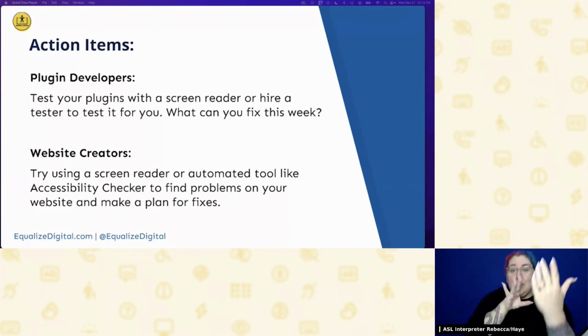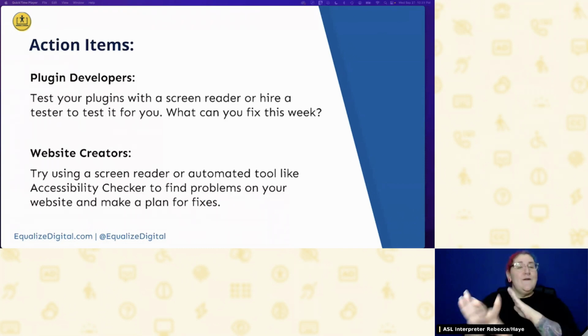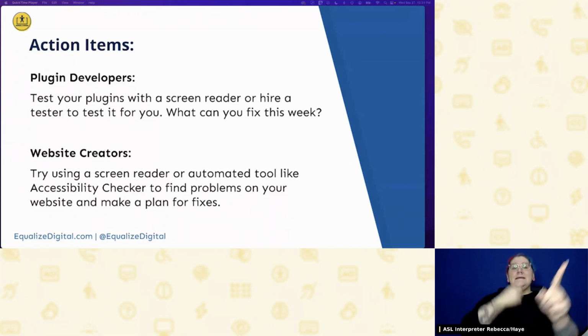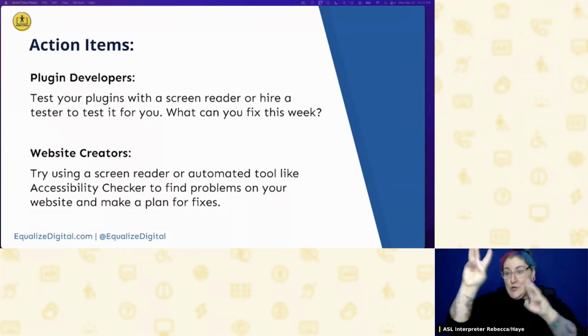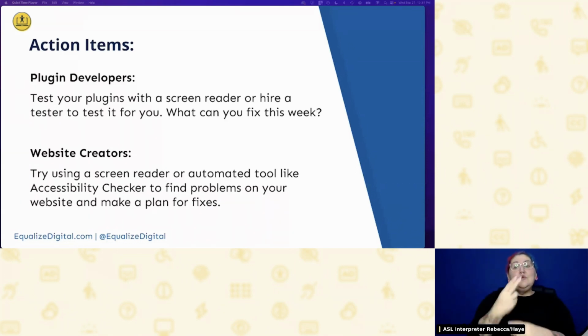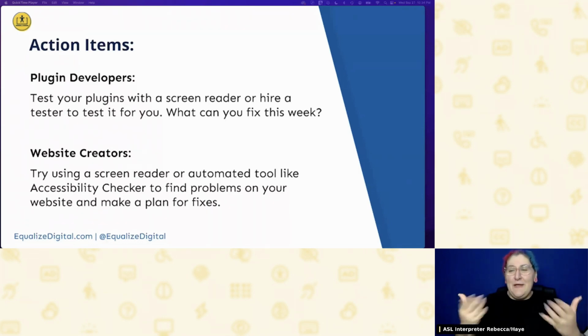Website creators, try using a screen reader or an automated tool like Accessibility Checker. We have a free version on WordPress.org to find problems on your website and make a plan for fixes. There are tons of people here at WordPress Accessibility Day in the chat or speaking or among the organizing team who would be happy to help. Reach out, get started now.